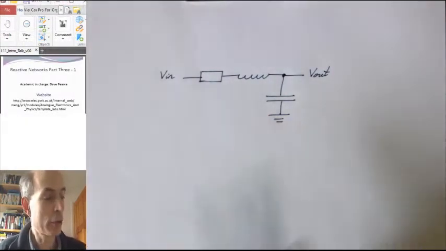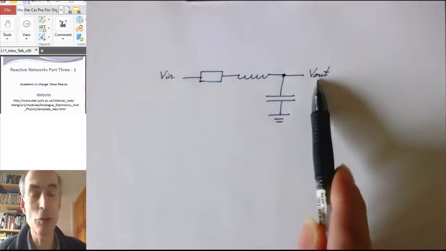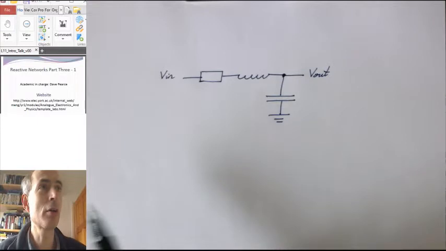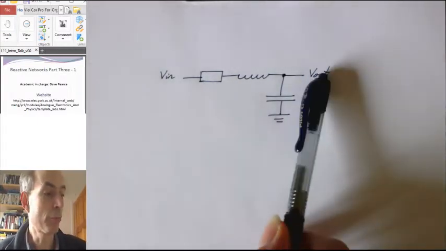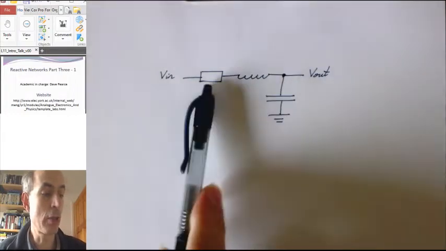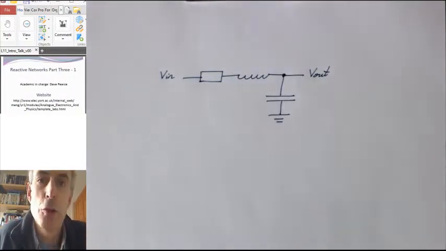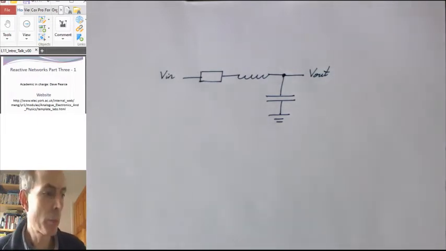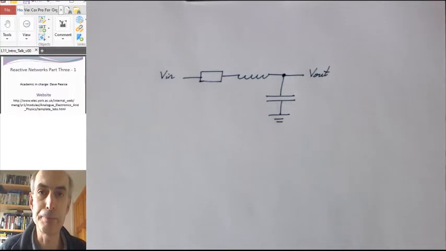I've drawn this circuit where we're taking the voltage out as the voltage across the capacitor, but by changing the order of the components, you could take the output voltage as the voltage across the resistor or the voltage across the inductor, depending on what circuit you wanted to build. But we're going to start out by taking the output voltage across the capacitor.